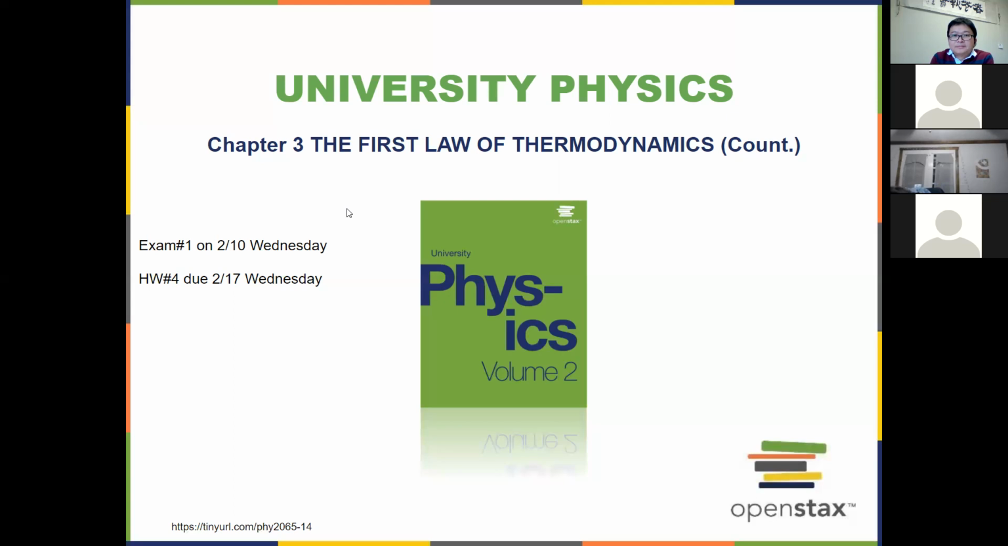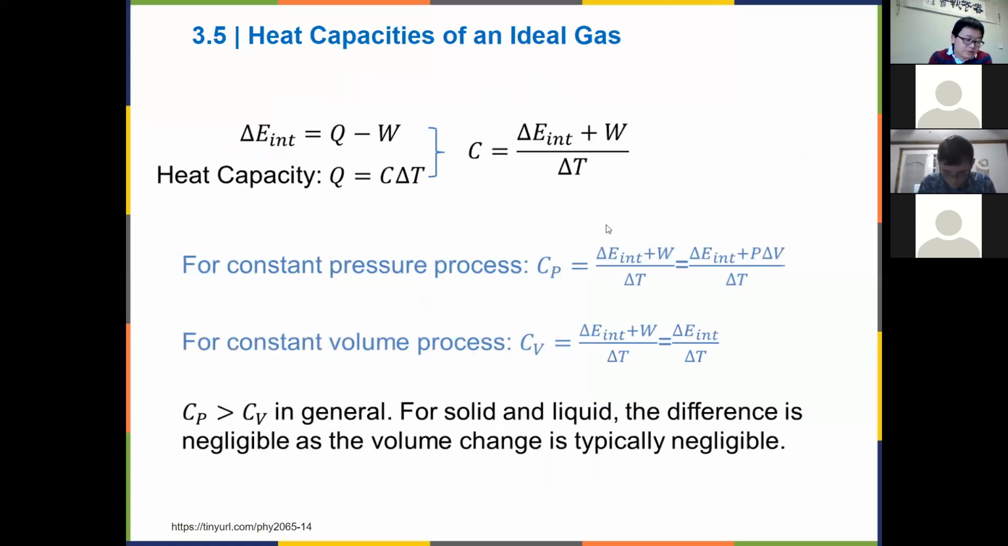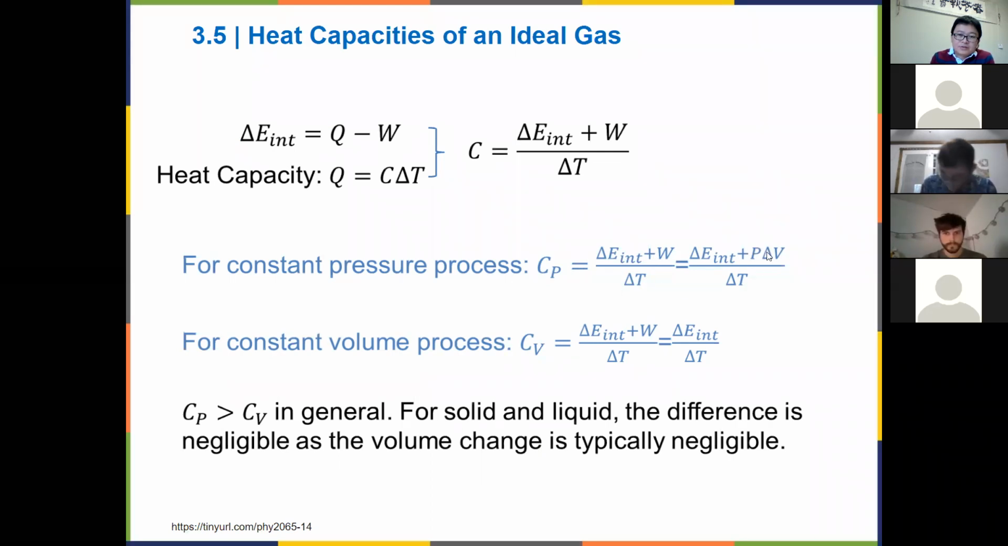So last time we were about to finish chapter three, the example, but let's take a look at what we learned as new content last time. We took a look at the heat capacities of an ideal gas, mainly for two processes. One is constant pressure and one is constant volume. In general, a constant pressure process will have a heat capacity that is greater than a constant volume process, as proved through the mathematical procedure over here. Basically Cp will have one extra term, P delta V, compared to Cv in the numerator, okay?